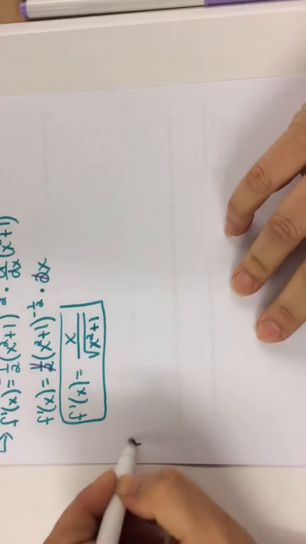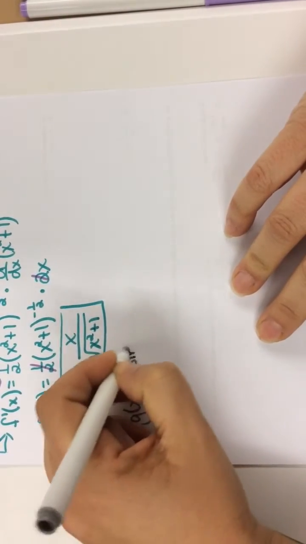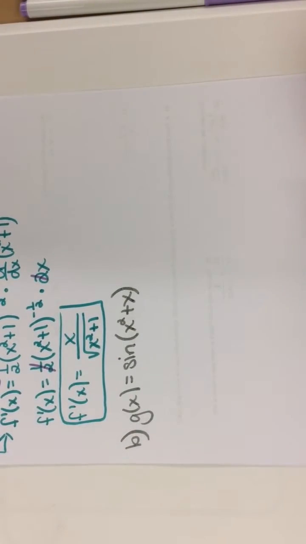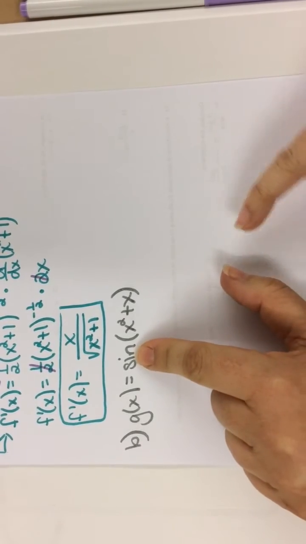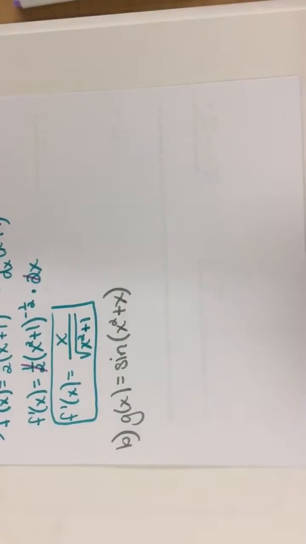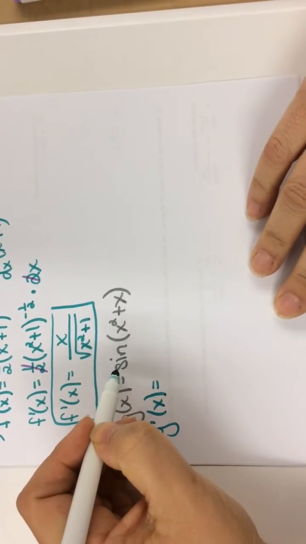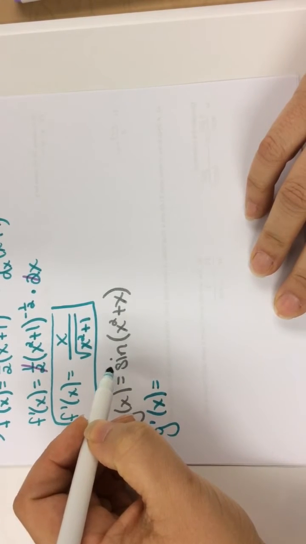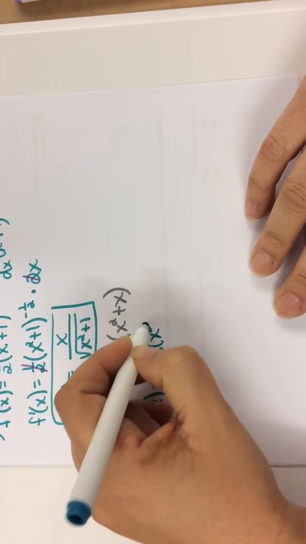B. So again, I have a function inside of another function. X squared plus x is inside of the sine. Sine is the outer, x squared plus x is the inner. So when I'm taking the derivative of this, I do derivative of the outside. Derivative of sine is cosine. Leave the inside alone.